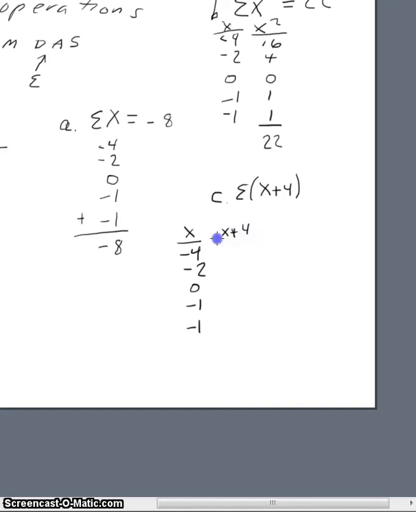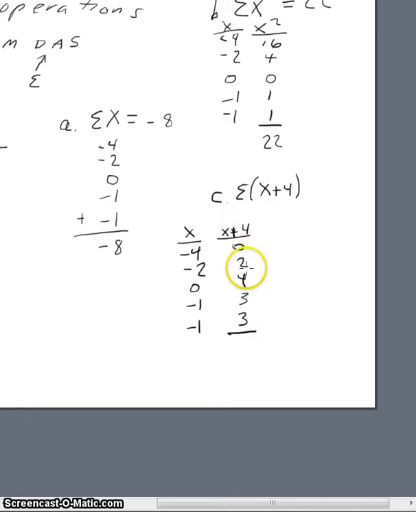I know this may be simple, but going through it step by step, that's a plus sign. So -4 plus 4, 0. -2 plus 4, 2. 0 plus 4, 4. -1 plus 4, 3. -1 plus 4, 3. Okay, done everything in parentheses. So what's next? Exponents. No exponents. Multiplication. There's no multiplication here. Division. No division. Here's where we do our sum. Okay, comes right after division.